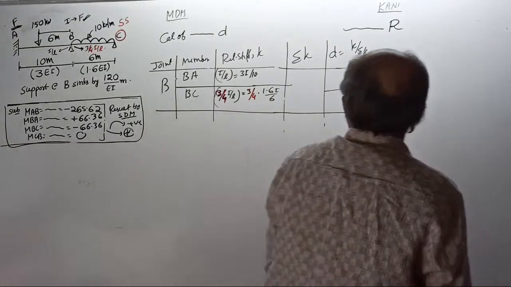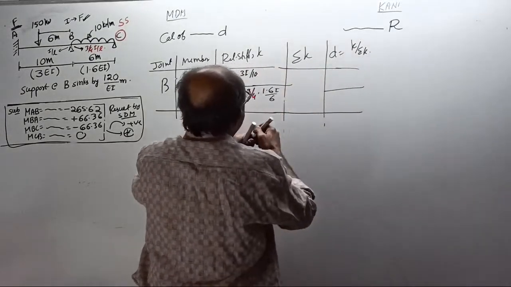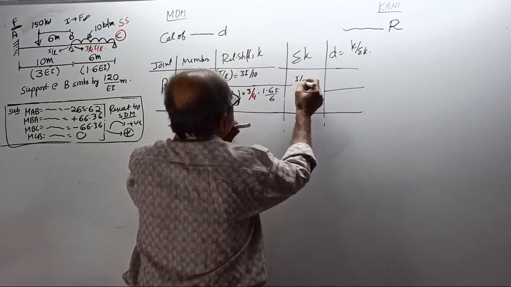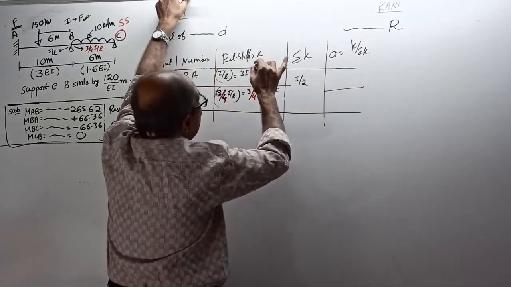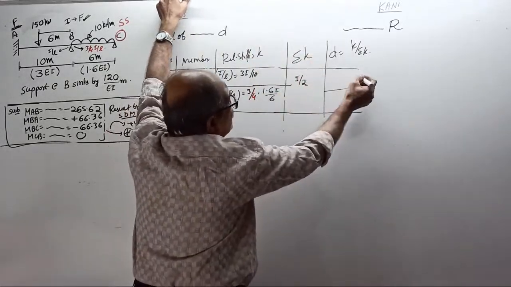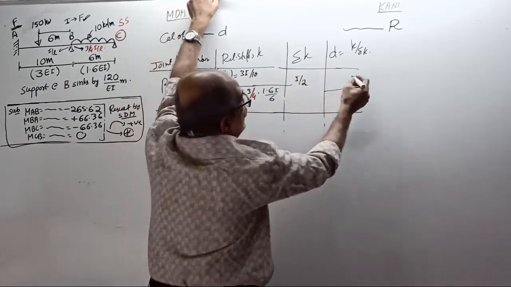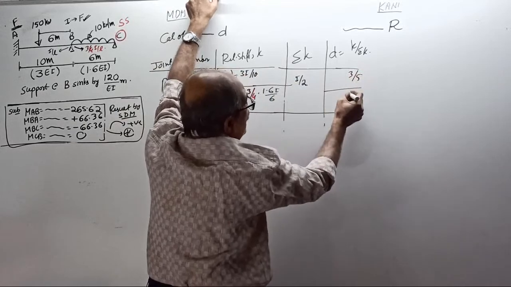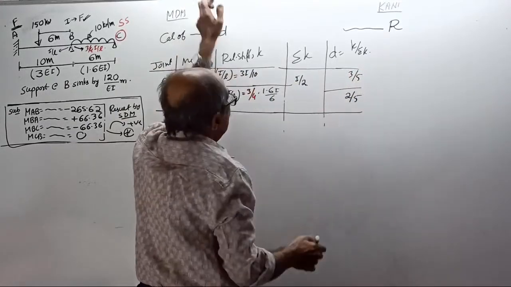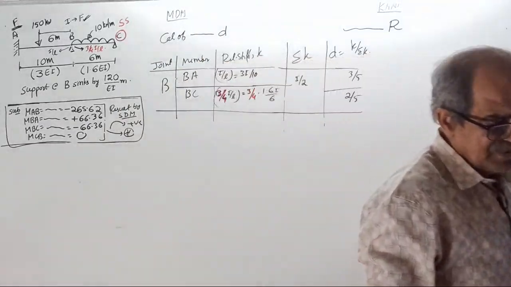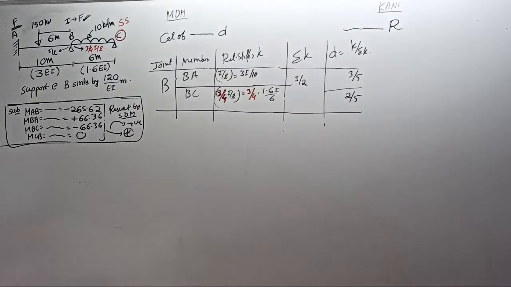I by 2. Okay, I by 2. Now, tell the answer. 3i by 10 divided by I by 2. How much? Is it 3 by 5 and is it 2 by 5? Correct? 3 by 5, 2 by 5, correct?